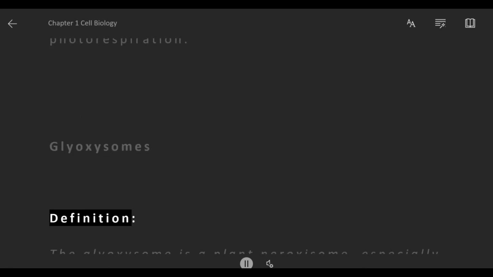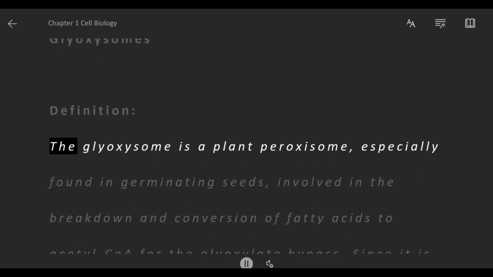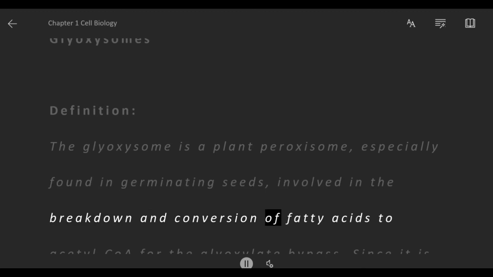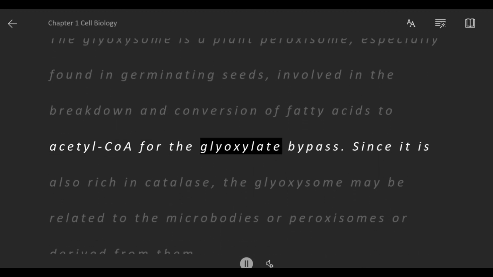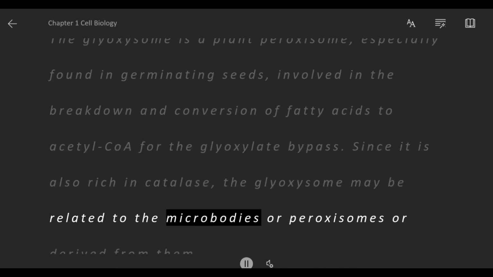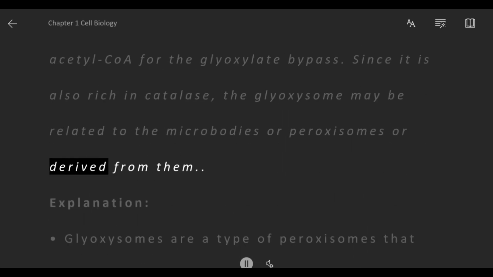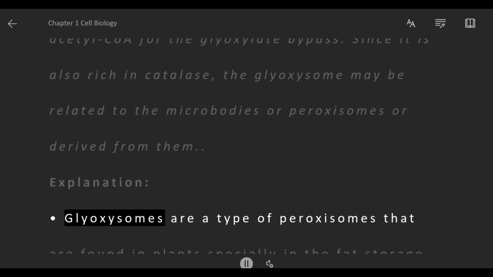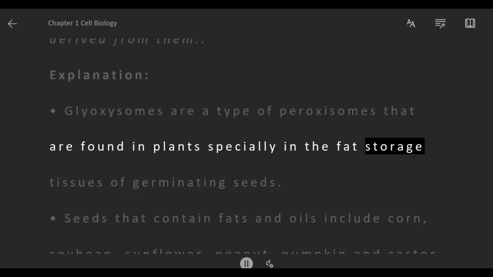Glyoxysomes. Definition: the glyoxysome is a plant peroxisome, especially found in germinating seeds, involved in the breakdown and conversion of fatty acids to acetyl-CoA for the glyoxylate bypass. Since it is also rich in catalase, the glyoxysome may be related to the microbodies or peroxisomes or derived from them.